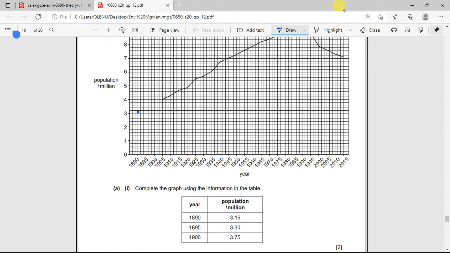1895 is 3.3. So 1895 is this. So if this is true, 3.3 will be somewhere here. Then 3.7 in 1900. So if this is 3, 3.2, 3.4, 3.6, 3.7, and you join everything together. That's all. You've gotten your 2 marks.